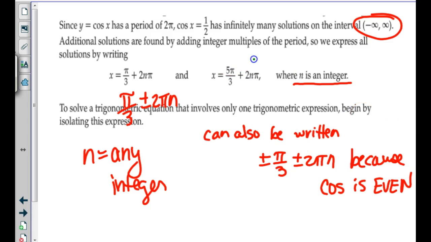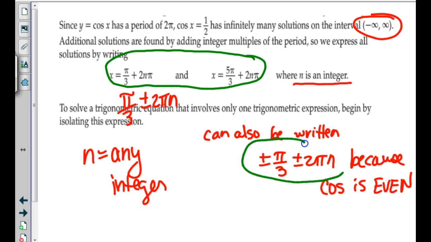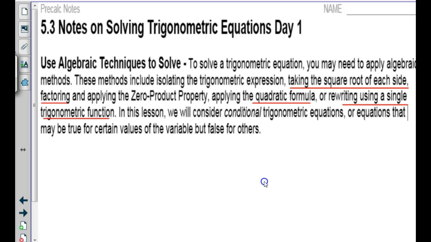Instead of these two solutions. Okay. That only works for cosine because it's the only one that has y-axis symmetry. So I will rarely do that because I think most of you would get confused and try to do that on everything.